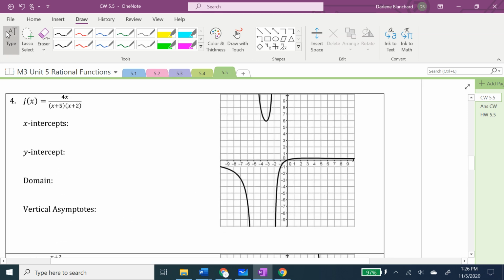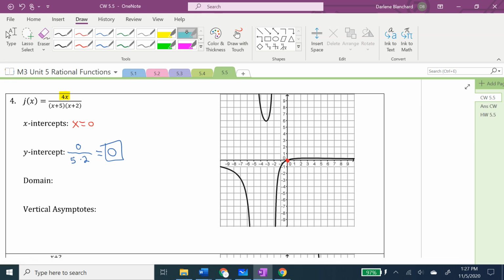So, x-intercepts. What makes the numerator equal 0? And the answer is 0. Let's go over to the graph. I see that I have an x-intercept at 0, and it doesn't look like I have any others. Y-intercept is something I get when I plug 0 into all my x's. So I have 4 times 0 over 0 plus 5, 0 plus 2. So I have 0 divided by 10, which is 0. And that matches.